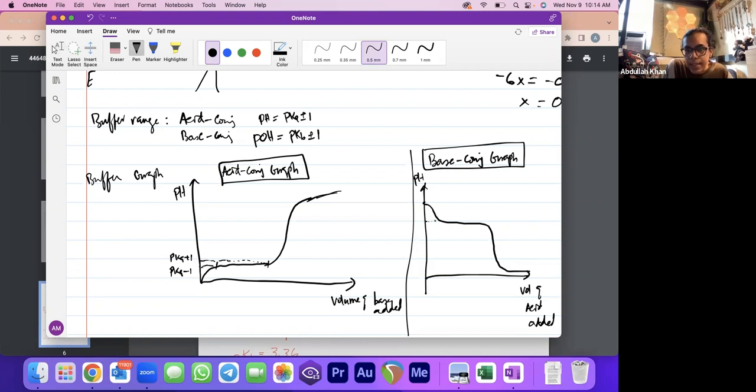Once again, if you want pH on the x-axis, then this is still pKa plus 1 and pKa minus 1. Why? Because you'll calculate your pOH using this, but then you'll convert your pOH to pH by doing 14 minus. That's the same as starting with pH equals pKa plus or minus 1. Does that make sense?